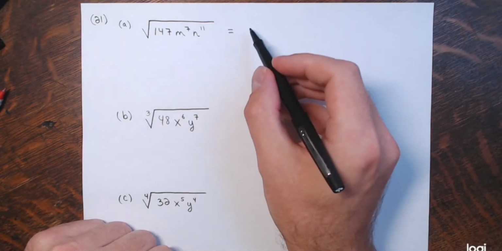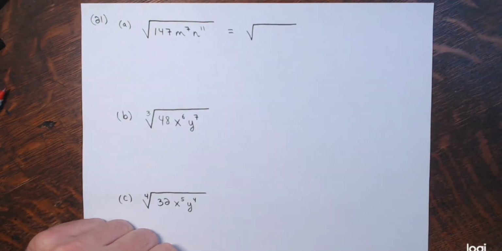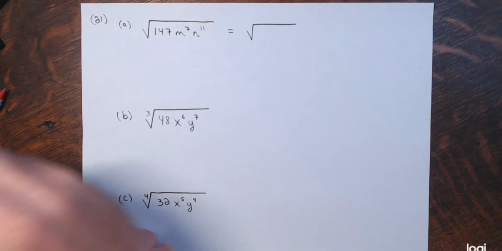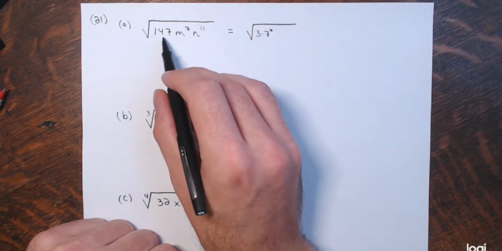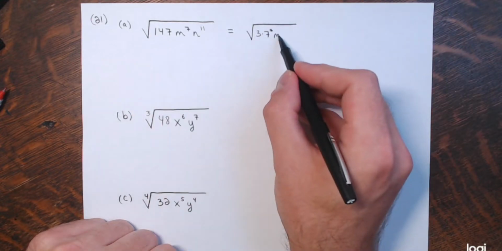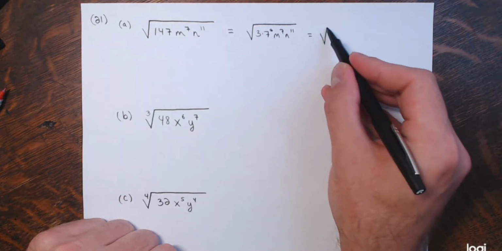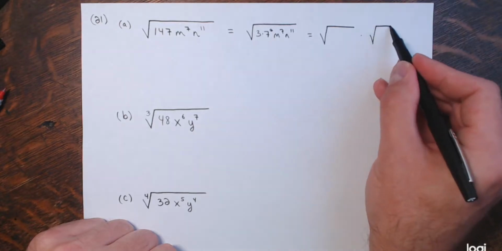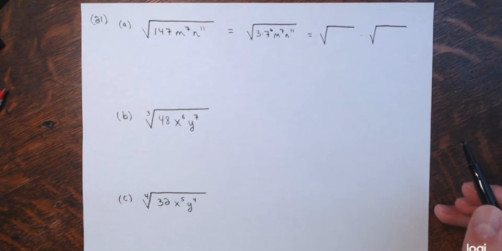Okay, so we have the square root. Now, 147 is 3 times 49. So that's 3 times 7 squared. I think we saw that earlier in the video as well. 3 times 7 squared, and then you have times m to the 7th times n to the 11th, all one big product. And once again, I split it up with the product property to the square root of squares times the square root of non-squares.